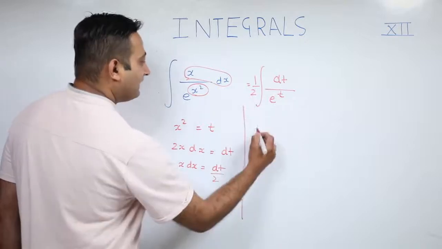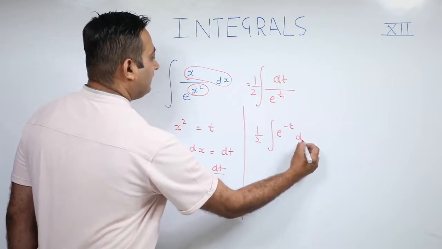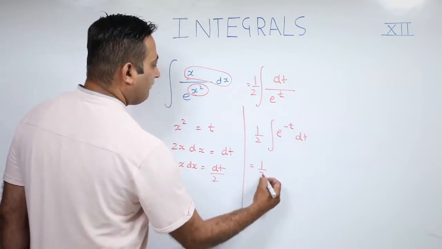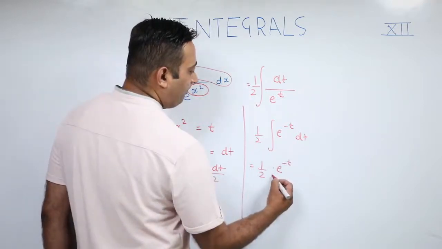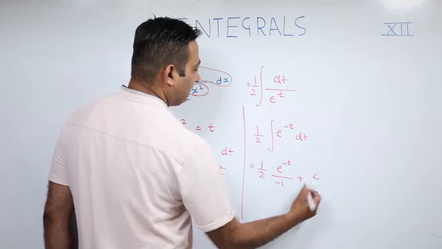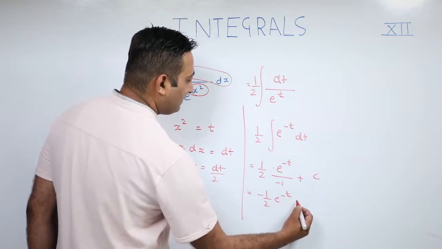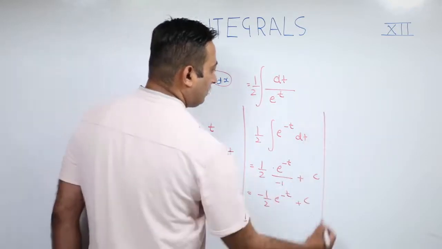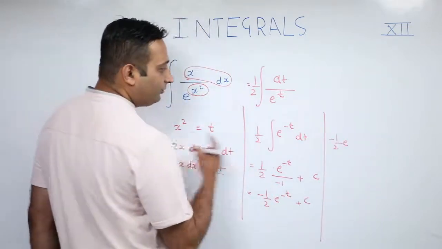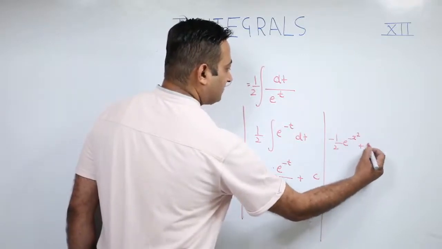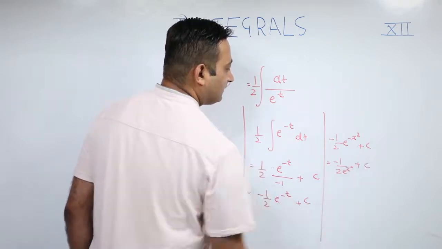Now we can write this as half integral of e raised to the power minus t dt, which is equal to half e raised to the power minus t by minus 1 plus c. Now it will become minus half e raised to the power minus t plus c, which is equal to minus half e raised to the power. Now we'll substitute the value as minus of x square plus c, which is equal to minus half e raised to the power minus x square plus c.